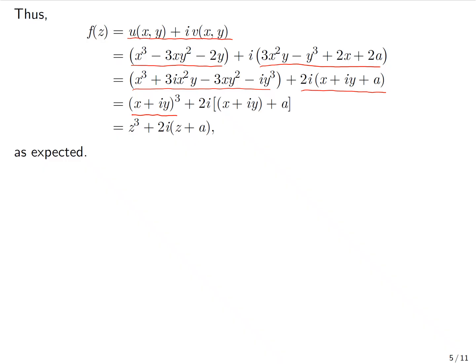The second term you can take 2i out. See the reason why you have to write 2 is because you can pull 2 out. So you pull 2i out, and then you can see this is x plus iy plus a. So you can finally write it in this form, and you can see that this is a function of z alone. We talked about this earlier: if it is an analytic function, you can always write it using a function of z alone. That's exactly what we get, as expected.